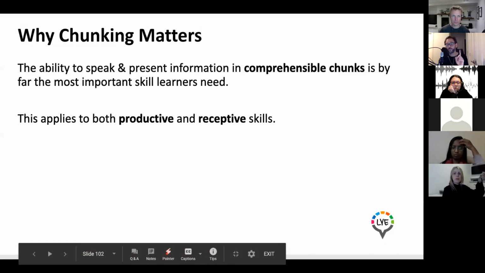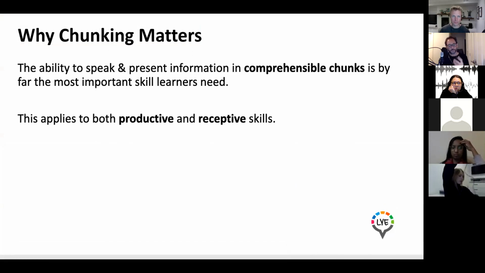And this applies to both productive and receptive skills. What do I mean by that? Very simple. Language, specifically English, is divided into topic, comment. So when a student is able to understand that the topic of a sentence, 99% of the time, will always be a noun phrase, it will become much easier for him to chunk that information and pay attention to what comes next.